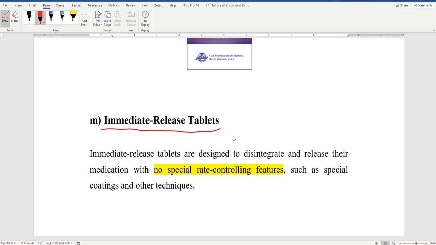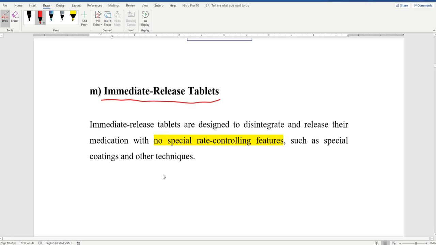Immediate release tablets. Now when we say immediate release tablets, we are talking here about, between brackets, the conventional tablets, the normal tablets, the tablets that do not have special rate-limiting features, for example, special coating to limit the dissolution of the drug. It's a normal one, like many drug products. Panadol is an example of them. So there is no special rate controlling feature in the tablet, so they readily disintegrate and dissolve in the stomach.